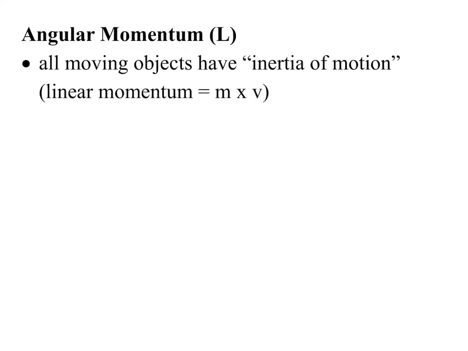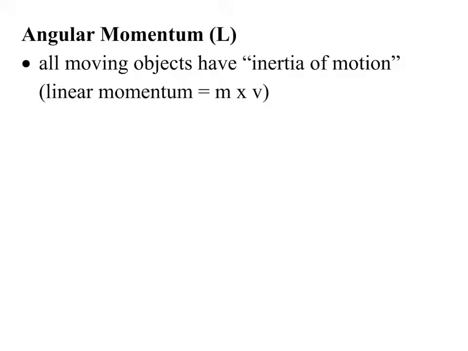Finally, in rotational motion, we're going to talk about angular momentum, which is represented by the capital letter L. Now, if you haven't done the momentum unit yet in Physics 30, you need to know what linear momentum is, which is just mass times velocity, okay? So it's kind of like an inertia of motion. So if something with mass has a speed, it has momentum. So it's just measuring how much inertia something has when it's moving, okay?